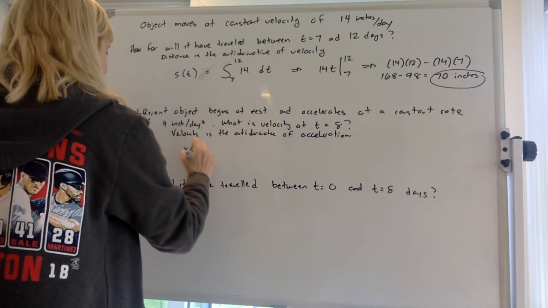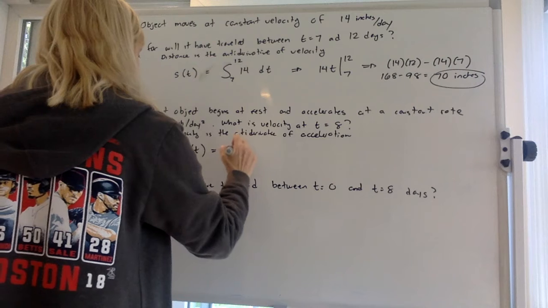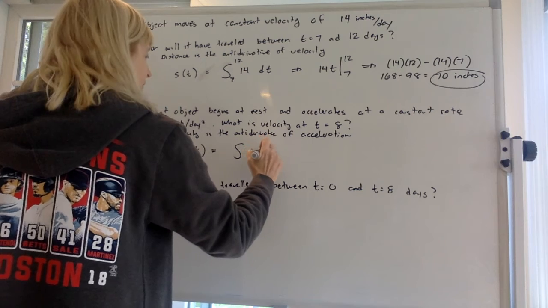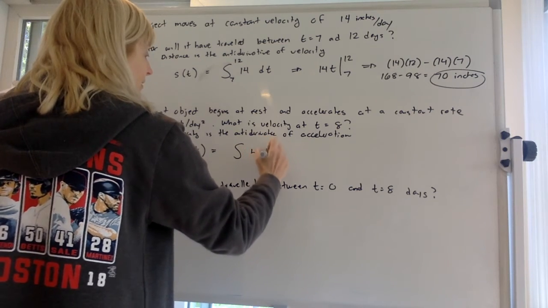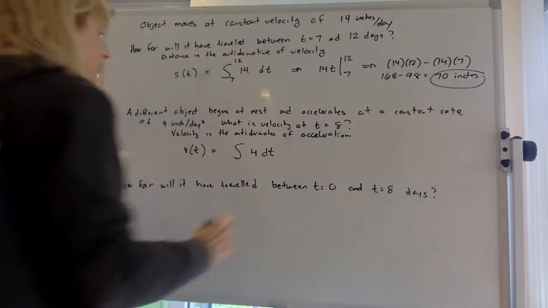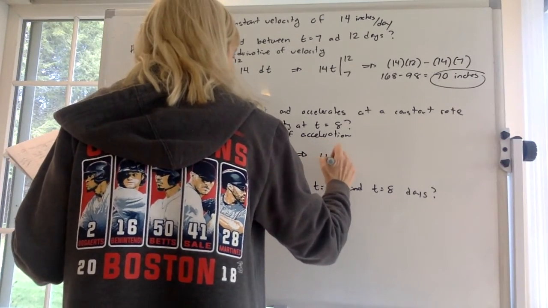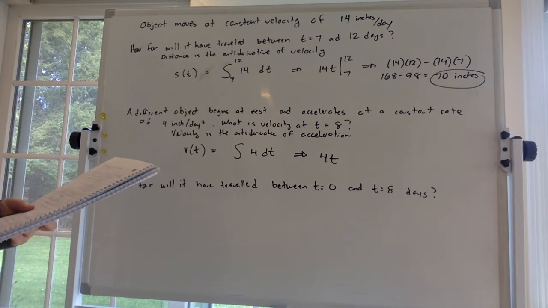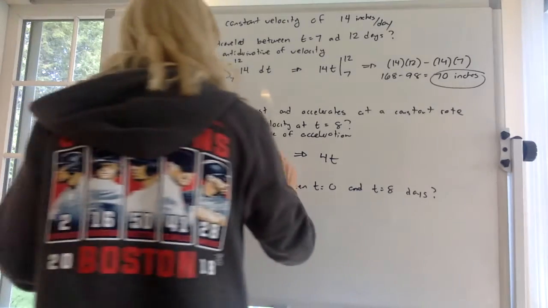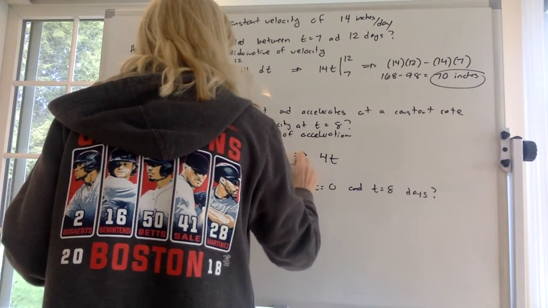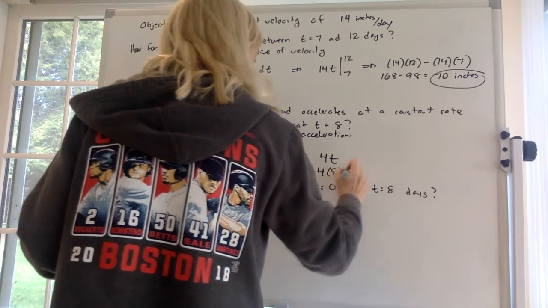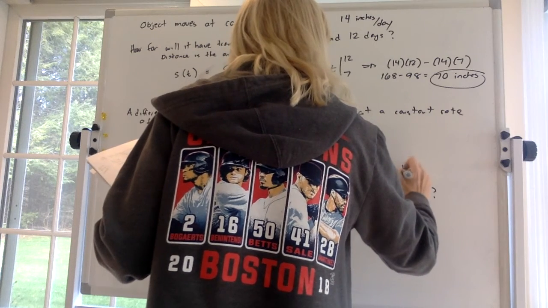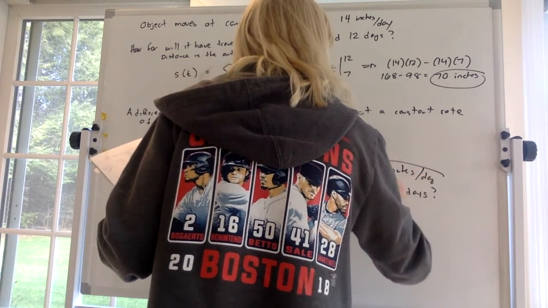So our velocity function, in order to find that, we have to integrate our acceleration function, which is just 4, right? dt. So what do we get? Don't we just get 4t? Right? Okay, but they want us to evaluate it at t equals 8. So at t equals 8, you just have to plug in an 8 for the t. You get 32. 32 what? It's inches per day. Remember, it's velocity.